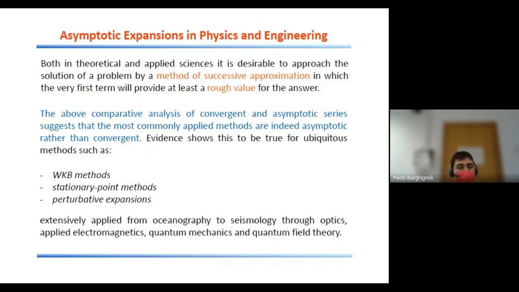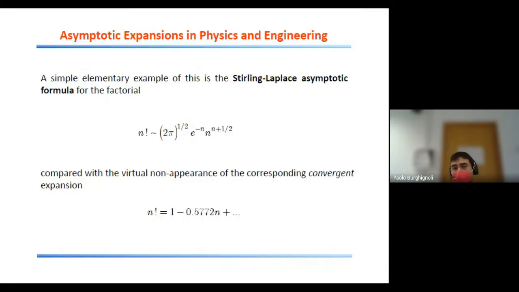So in any case, when you have a wave, typically it is possible to use some asymptotic expansion in the form of a divergent series. Just to give you an example, imagine that the factorial, n factorial, is approximated extremely often by means of the so-called Stirling-Laplace asymptotic formula. Maybe you have found it sometimes. It's very common, for example, in statistical mechanics, in which the factorial is approximated up to a multiplicative constant as an exponential times a power: n to the n plus 1/2.